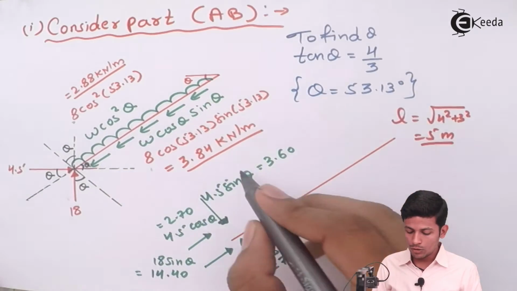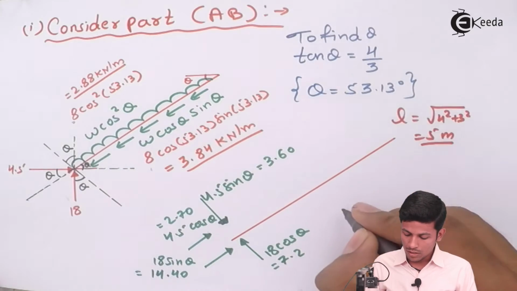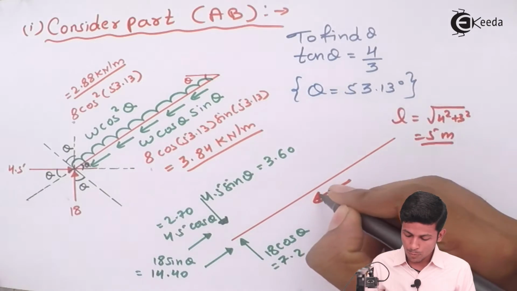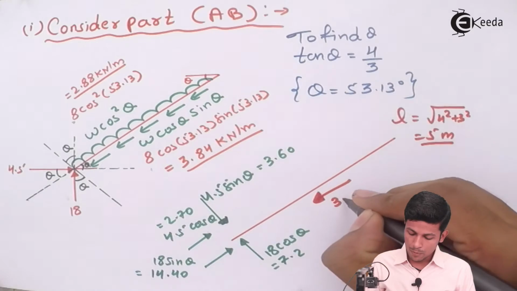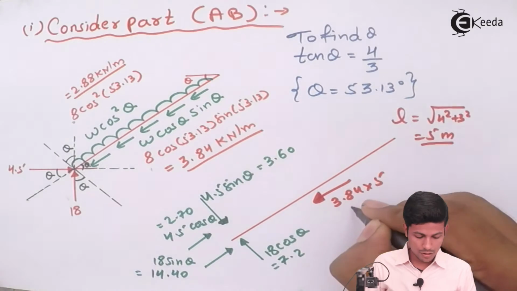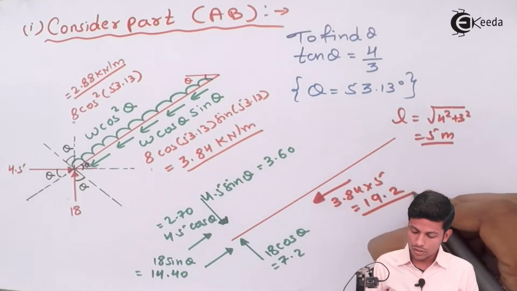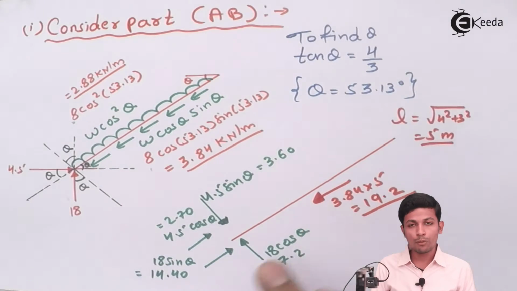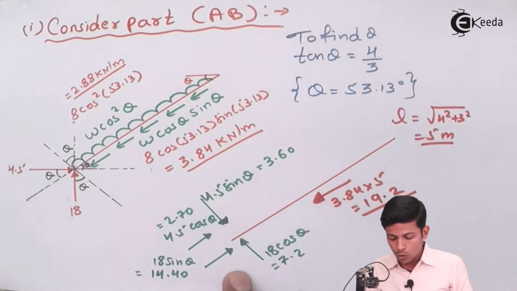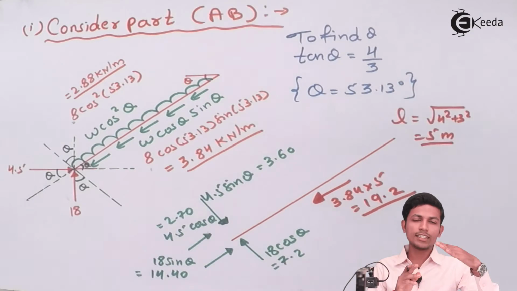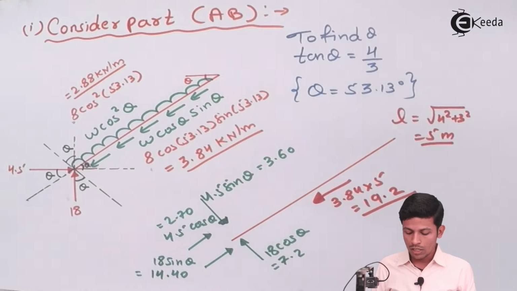So directly, this 3.84 into 5, we get the value nothing but 19.2. This will convert into a point load, only one point load. Okay, now we don't want these 4 values, we want only the x direction and y direction, 2 values. Now arrange it, add both.